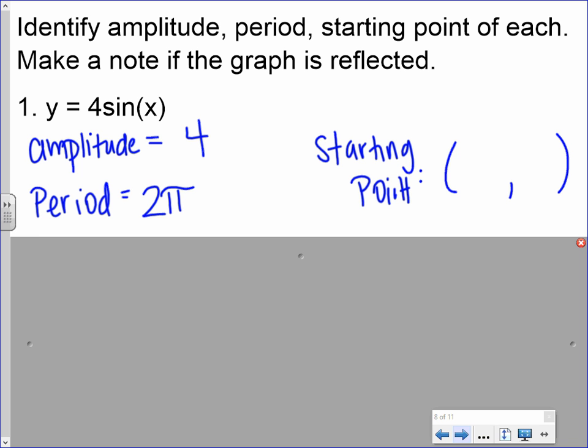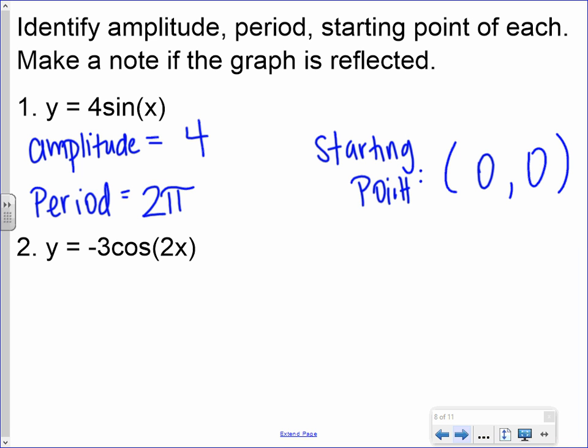Now, do you see a plus or minus? Do you see numbers added inside or outside of our function? No. So that means our starting point is going to be 0, 0. It's a nice one to start with, right? Next example. Y equals negative 3 cosine of 2x.